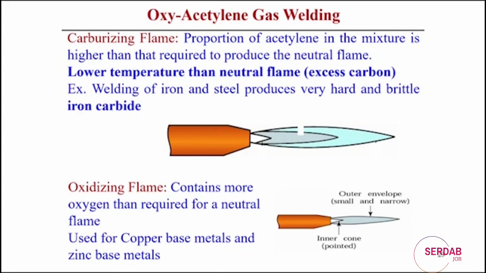This type of flame is used when a high amount of heat is required, for example, highly conductive metals like copper-based metals, and it can also be used in the case of zinc-based metals. So, this is the very basic types of the gas welding process.